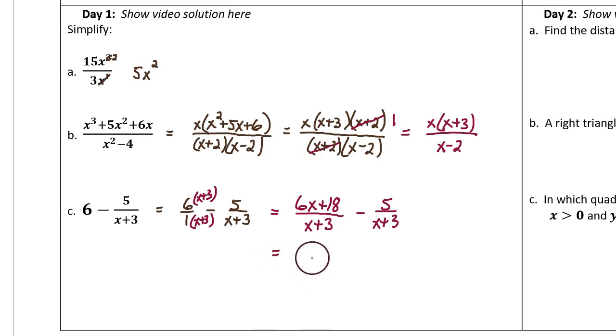Now that we have common denominators, we can perform the subtraction. 6x subtract no other x terms, so that leaves 6x, and then 18 subtract 5. That makes positive 13, all over our common denominator. Here is the final answer.